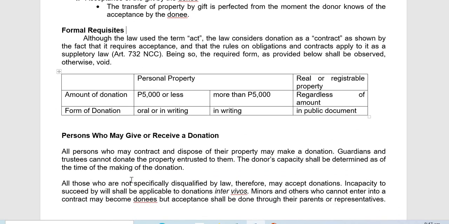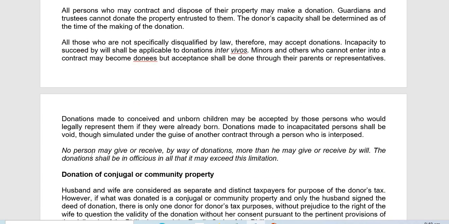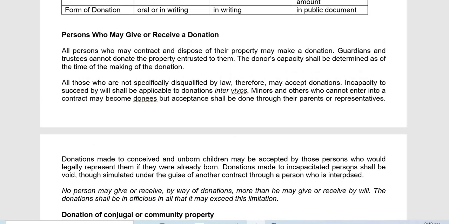Okay? So, persons who may give or receive a donation. All persons who may enter into a contract and dispose of their property may make a donation. Guardians and trustees cannot donate the property entrusted to them. If a guardian ka or trustee for a specific property, hindi nimo pwede i-donate ang katong property na gi-entrust sa imuha. Donor's capacity shall be determined as of the time of the making of the donation. No person may give or receive by way of donation more than he may give or receive by will. The donation shall be inofficious and shall be reduced if it exceeds this limitation. Okay, yun siya.